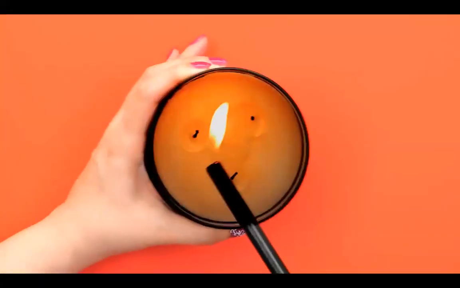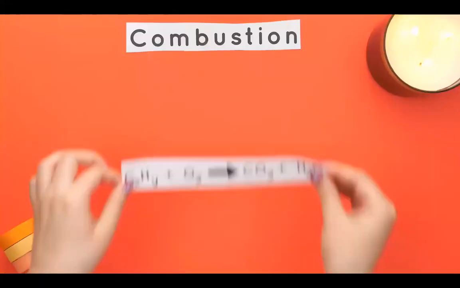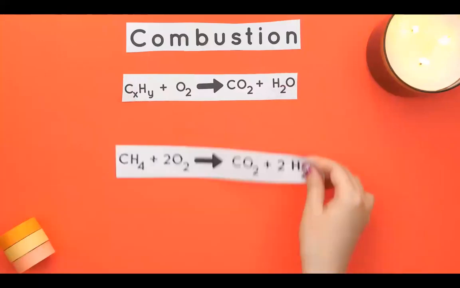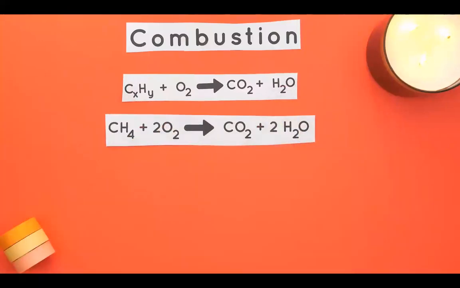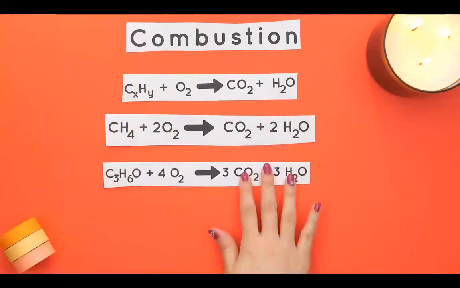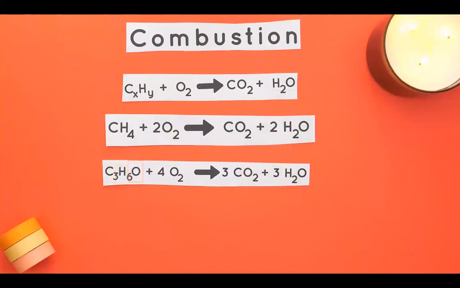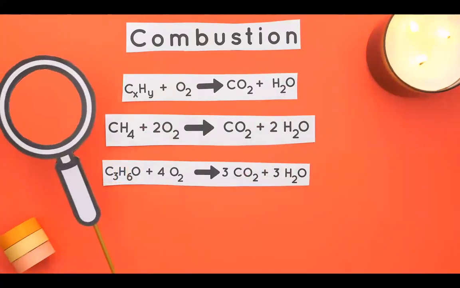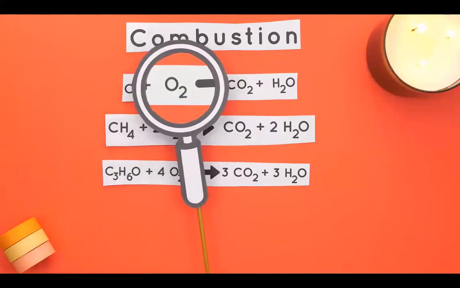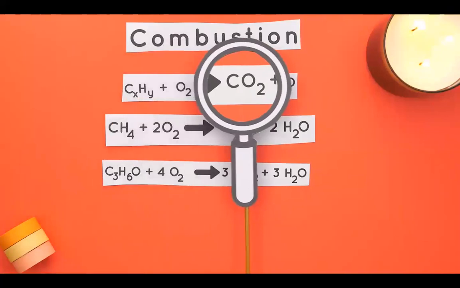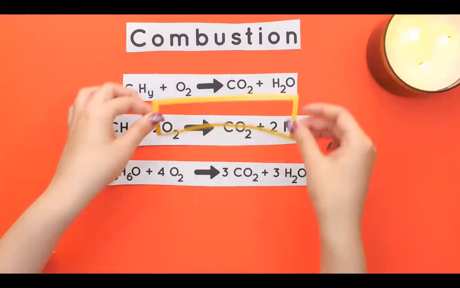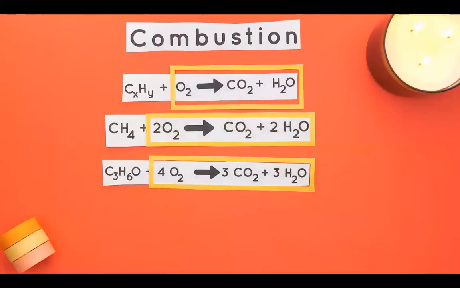Up next is a combustion reaction, which occurs when something is burning. This is the general equation. And here's our example, where our first reactant consists of only carbon and hydrogen. Or we can have our first reactant consisting of carbon, hydrogen, and oxygen. Your biggest clue that something is a combustion reaction is that the second reactant is O2, and our products are carbon dioxide and water. These never, ever change.